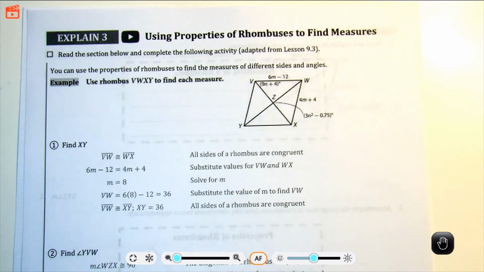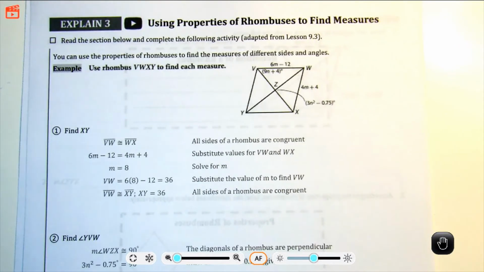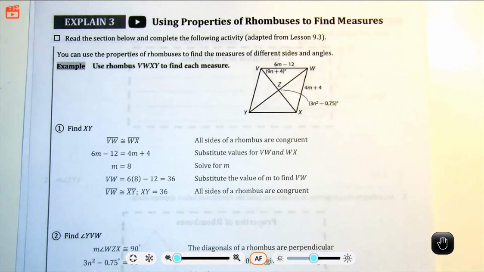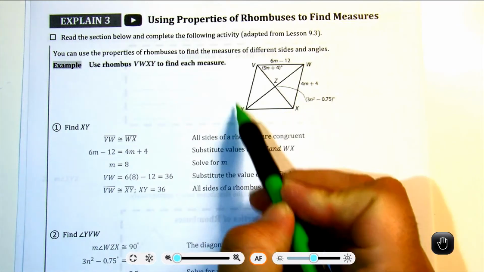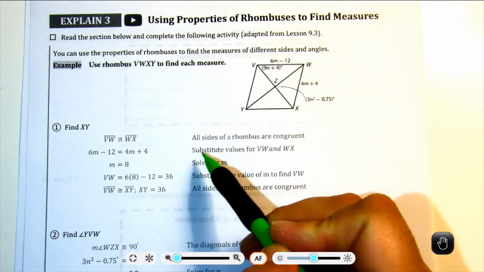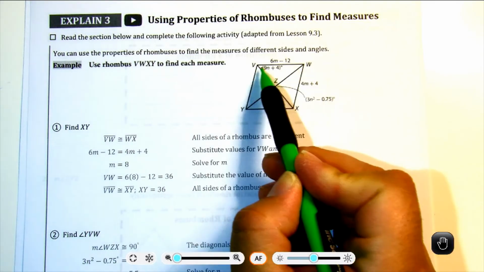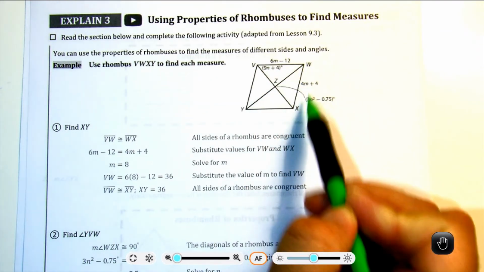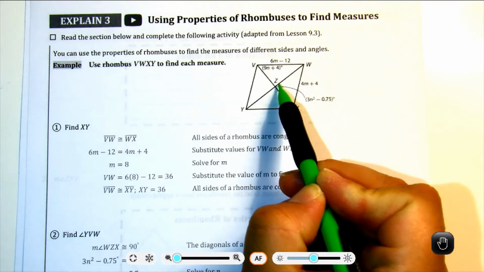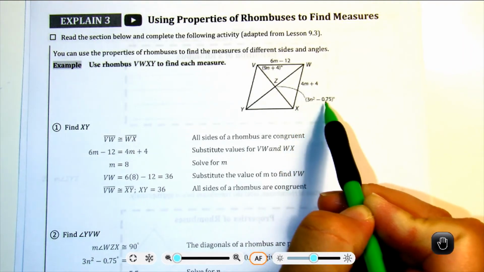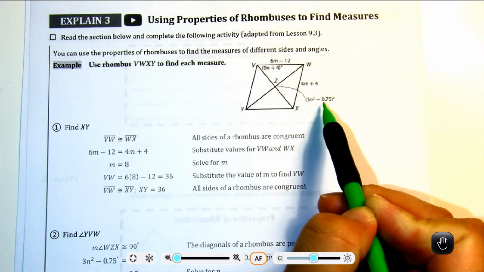Okay, so let's talk about these examples. Now these examples are already completed for us, but I just want to walk you through the steps. The first thing is that we have a rhombus, VWXY. Okay, we know VW is 6m minus 12, WX is 4m plus 4, and then we know that this angle here is 3n squared minus 0.75. The first thing they want us to do is find the distance of XY.